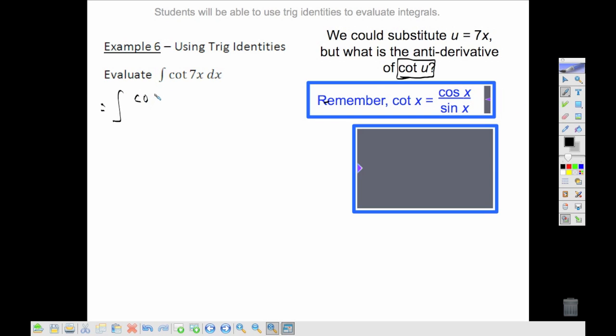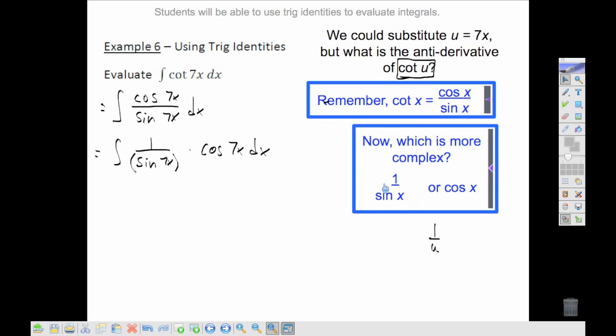I'm going to think about this as the cosine of 7x, so we'll keep the same angle inside, over the sine of 7x dx. And we're going to look for a substitution here. Now, one way to help see this a little bit better to decide what to do for our substitution is to actually break this up so that we're thinking 1 over sine of 7x times the cosine of 7x dx. Remember, we're looking for a function inside of another function. So if I look at that, notice that this sine of 7x is as if it's in the function of 1 over u.